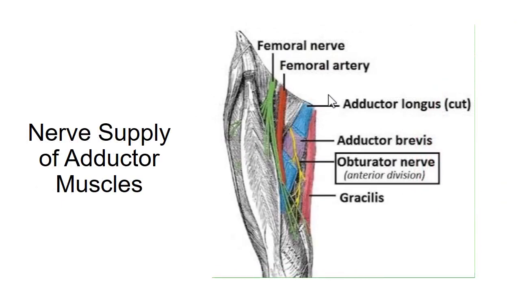Then comes nerve supply of the adductor muscles. All the muscles in the adductor group are supplied by obturator nerve. This is obturator nerve, which is supplying all the muscles in the adductor group except for hamstring part of the adductor magnus muscle, which is supplied by tibial part of sciatic nerve.